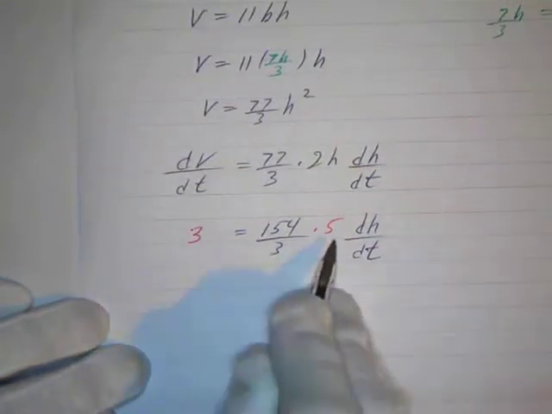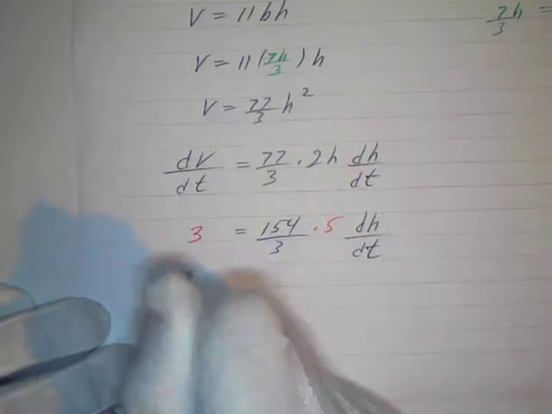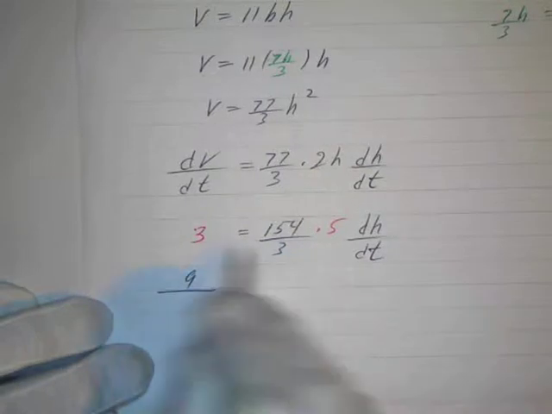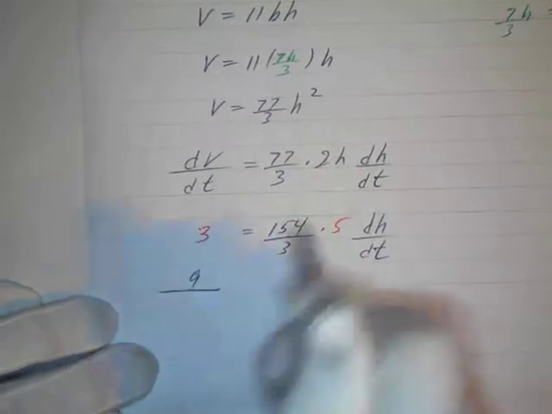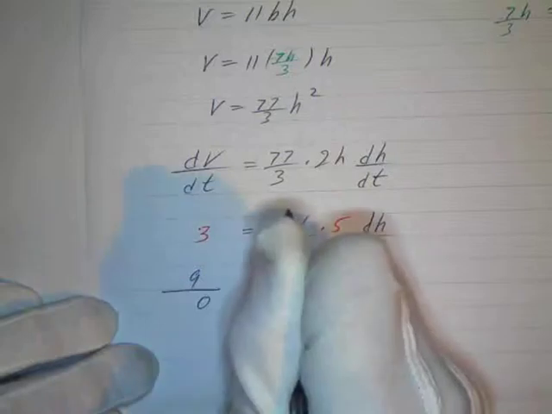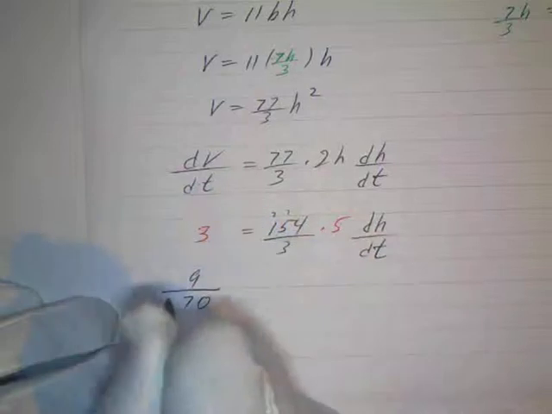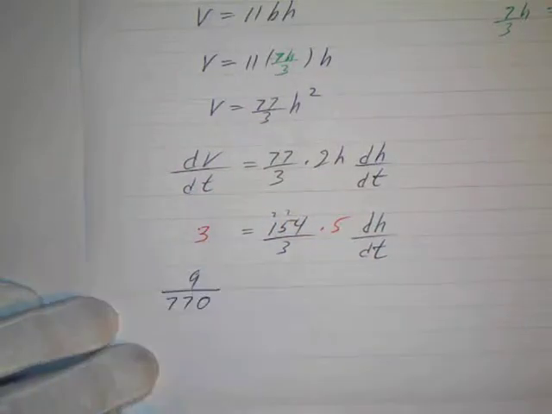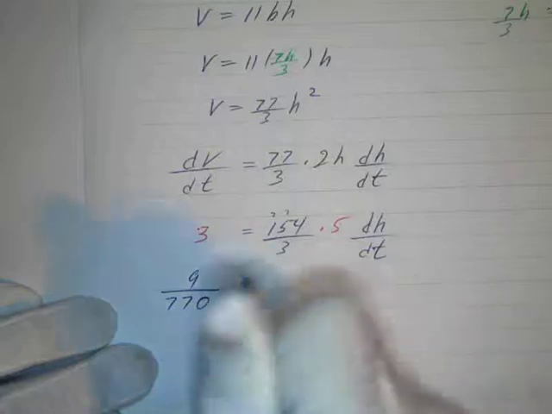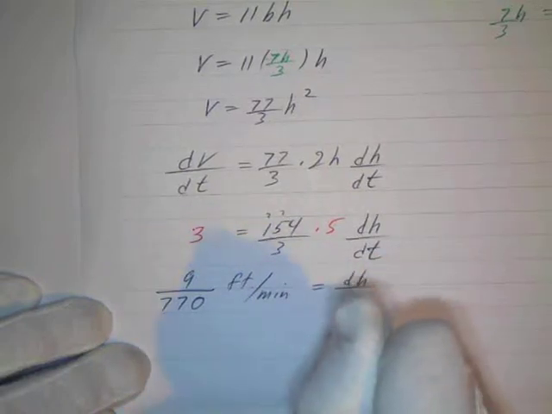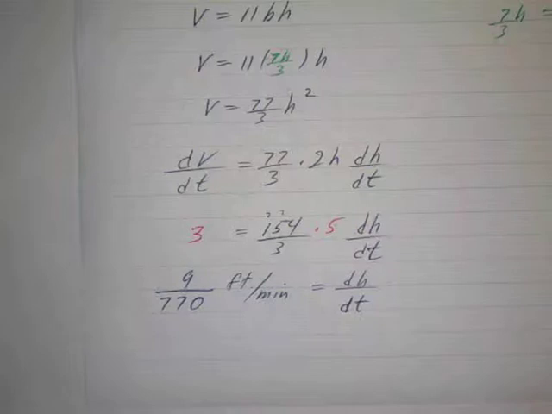So multiply both sides by 3 and divide both sides by this. So we've got 3 times 3 is 9, so we got 9 divided by 5 times 154. 5 times 4 is 20. Carry the 2, 5 times 5 is 25, 27. Carry the 2, 5, 6, 7. And that's going to be in feet per minute, because it's linear. And that's going to equal dH/dt. Okay? So not so nice mathematically.